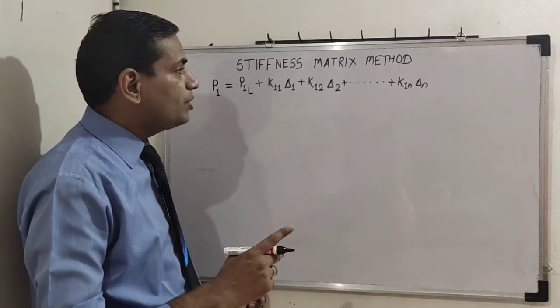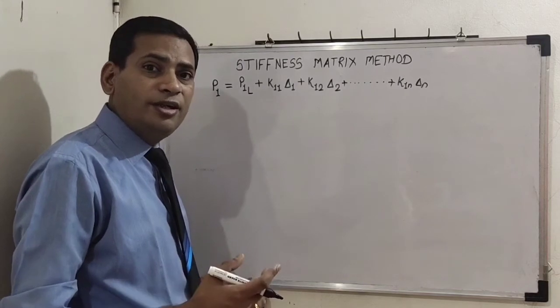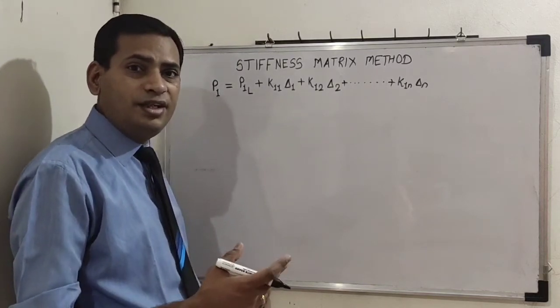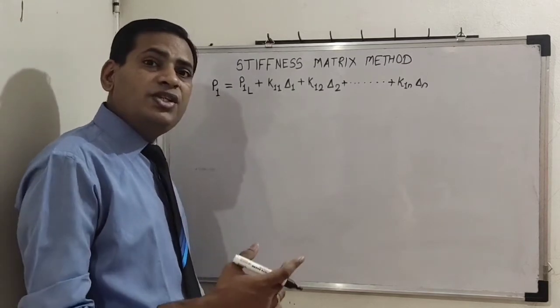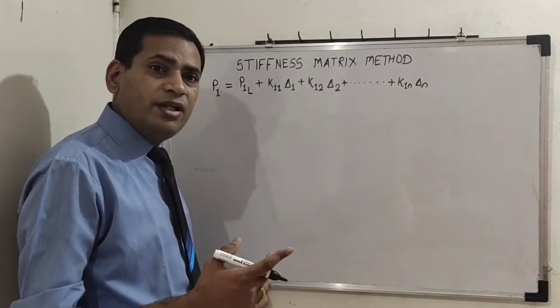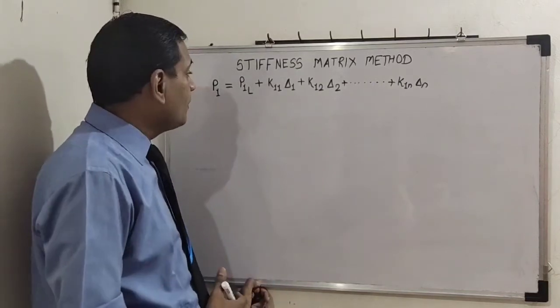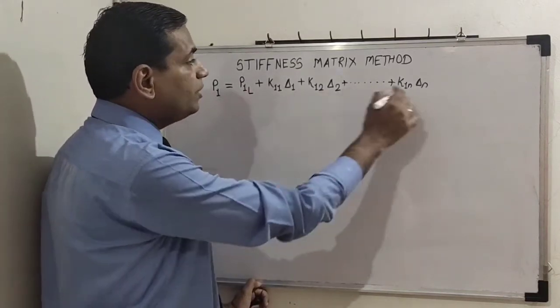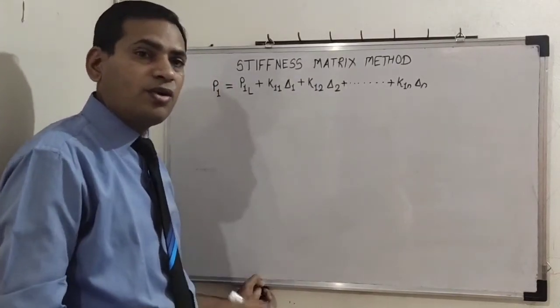So what is unknown location? We will first of all find the degree of kinematic indeterminacy. Let us say it is 3 or 2, anything. And to each degree of indeterminacy we will give numbering 1, 2, 3 up to n, anything. So this equation is formed corresponding to our first unknown.